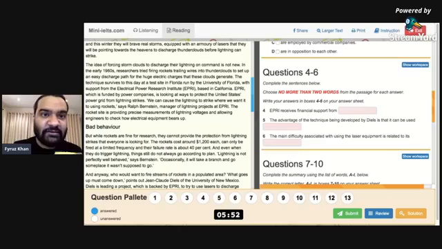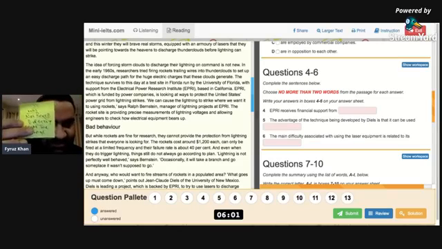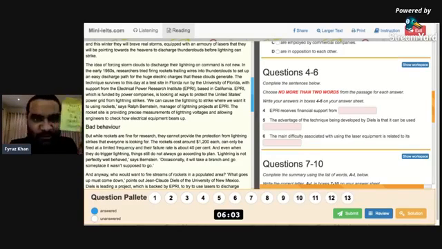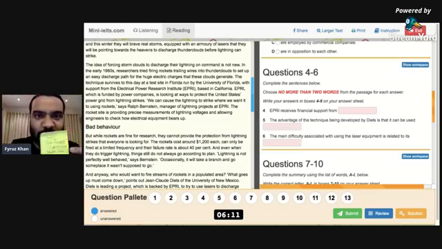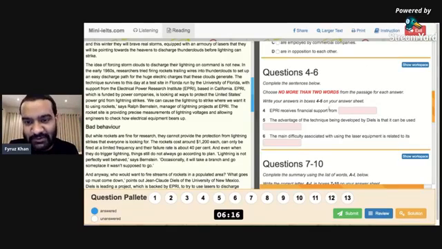But again, the next tip for you is not pick directly from the passage. So the keywords that you've chosen, they may not be directly related to the passage. They may be a paraphrase. So try to understand the meaning. Okay, so financial support may be written in some other ways.